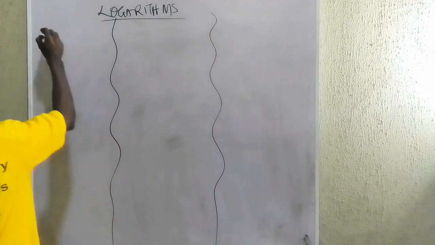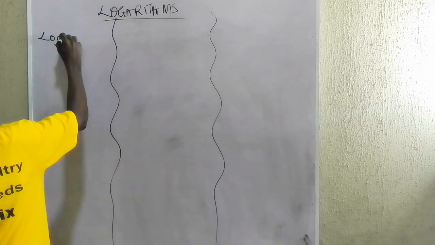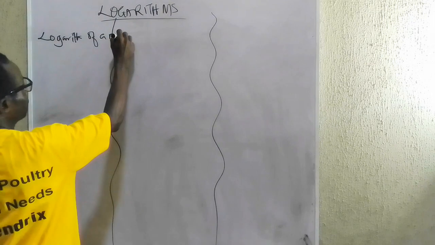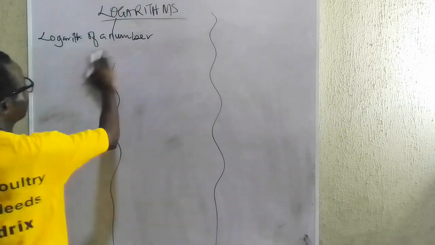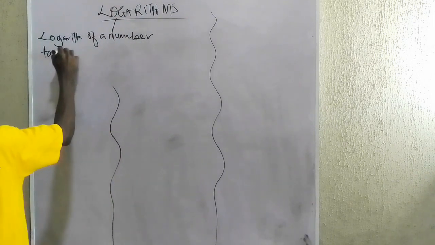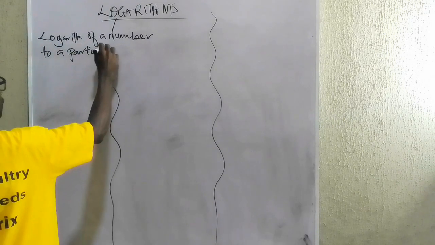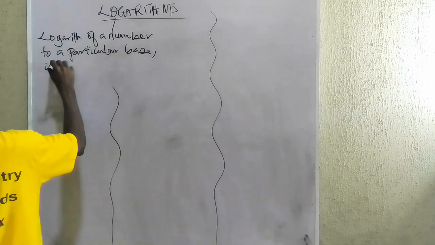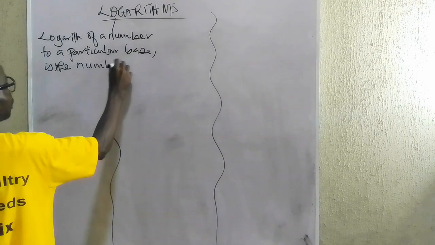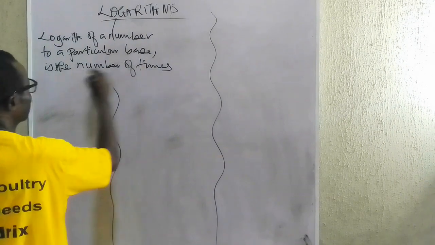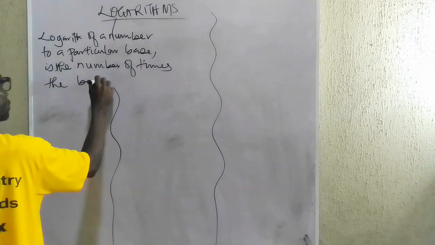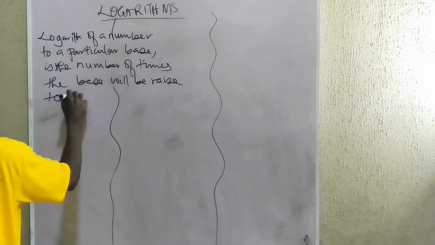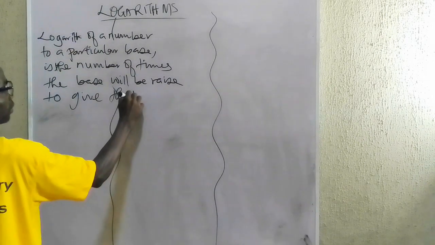Now, let me write it out. Logarithm of a number to a particular base is the number of times the base will be raised to give that number.